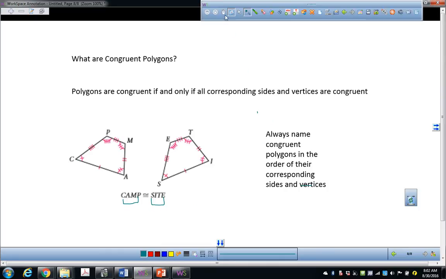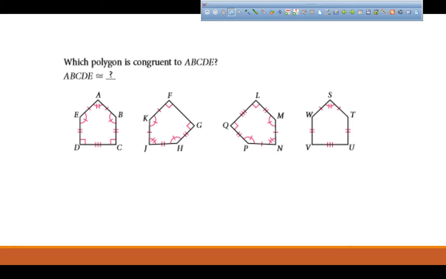Moving on. Look at this picture. Which polygon is congruent to A, B, C, D, E? Which of these three is congruent to A, B, C, D, E?